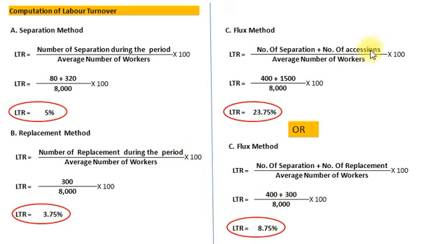Dear students, in some of the universities, in flux method they consider number of replacements in place of number of accessions. So if you consider number of replacements, then your answer would be number of separations 400 plus number of replacements 300 divided by average number 8,000 multiplied by 100. So in that case our labor turnover rate would be 8.75%.